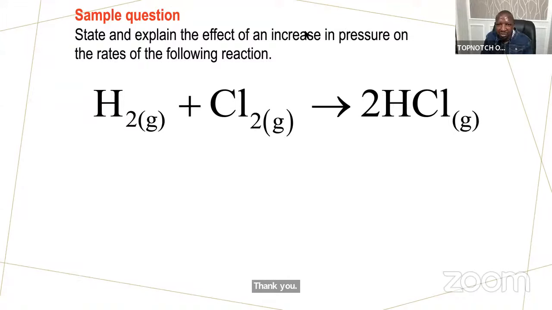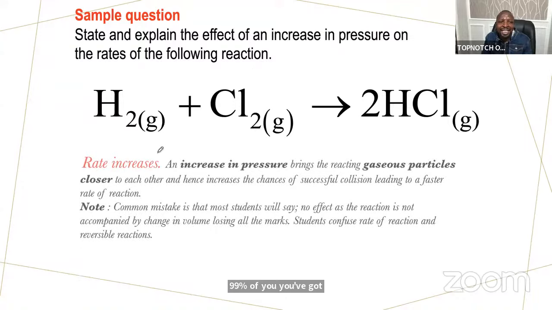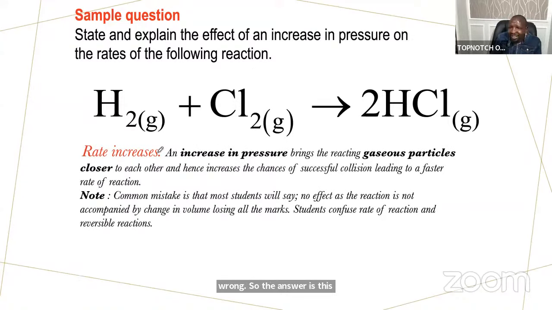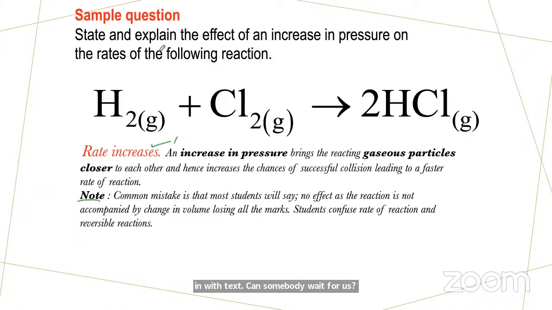99% of you have got that question wrong. So the answer is this. Rate increases, that's the first marking point, one mark. Then the explanation: an increase in pressure brings the reacting gaseous particles closer to each other and hence increases the chances of effective collision. Common mistakes, can somebody read for us? The common mistake is that most students will say no effect as the reaction is not accompanied by change in volume, losing all the marks.